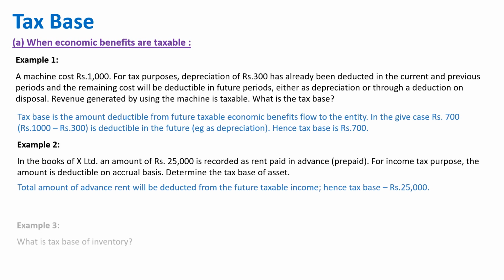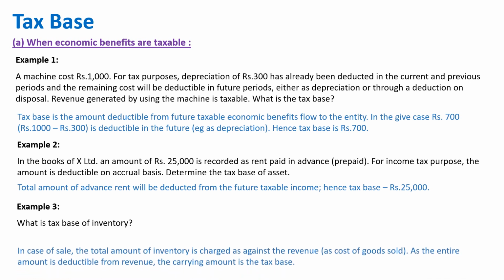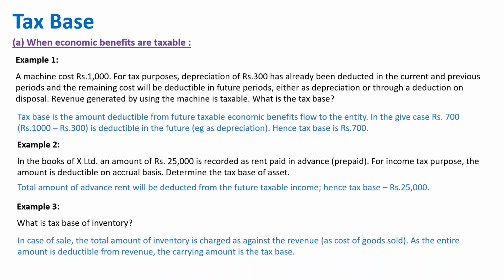Let's take another example. What is the tax base of inventory? Because inventory is a current asset, the question is whether you are going to claim it as a deduction in future. Correct? So in case of sale, the total amount of inventory is charged against the revenue as cost of goods sold. So this inventory will get converted to cost of goods sold and will be reported as part of the profit and loss account, where this amount will be adjusted with revenue and is allowed under the Income Tax Act as well. As the entire amount is deductible from revenue, the carrying amount is the tax base.